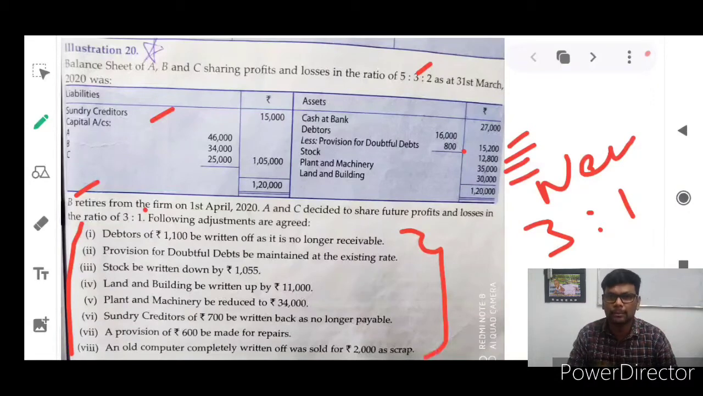So we are going to compare these adjustments with the given balance sheet. Then we will come to know whether assets increased or liabilities increased, or assets decreased or liabilities decreased, or whether any new liabilities or new assets are there. Whatever it is, we are going to discuss step by step. So focus and empty your mind. Listen here.